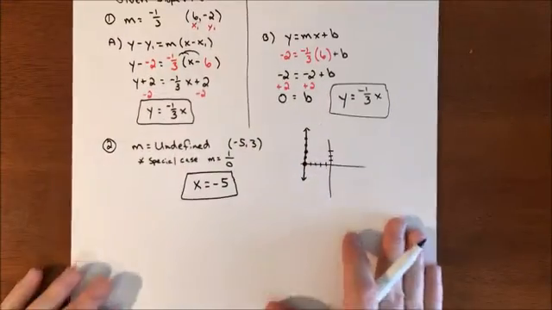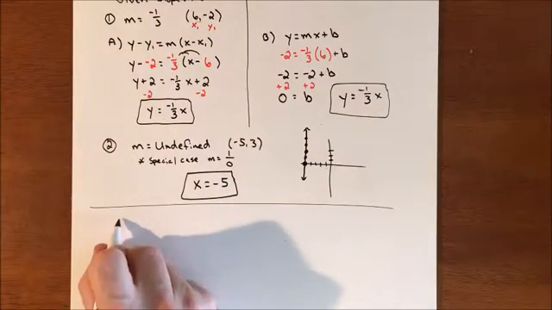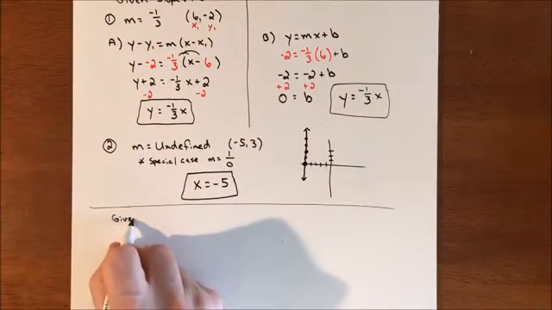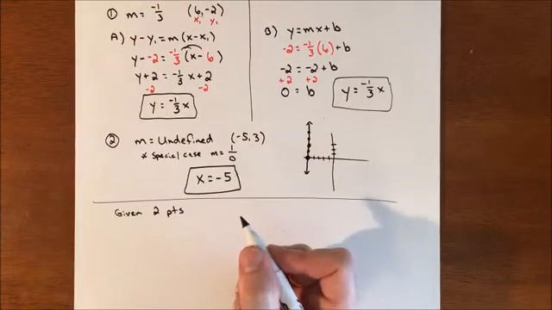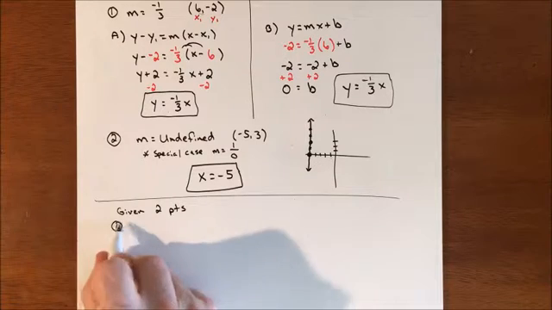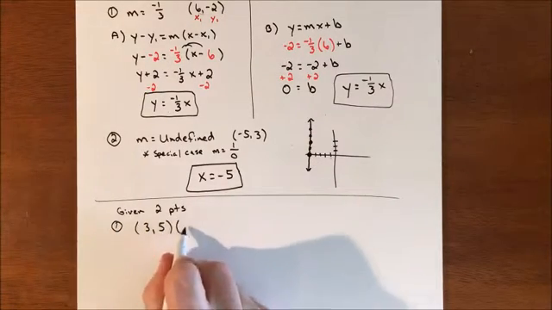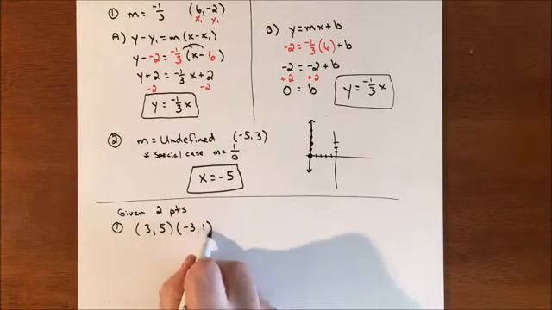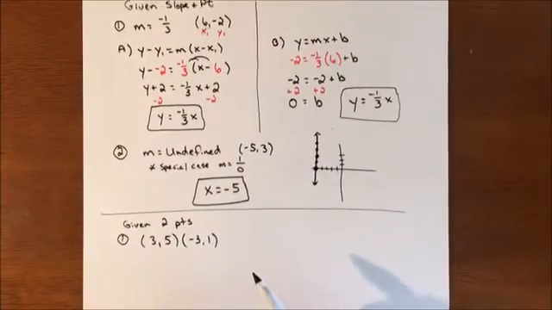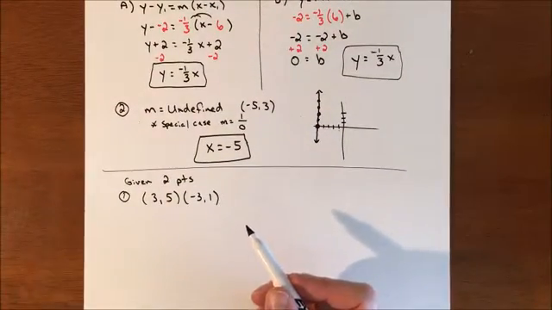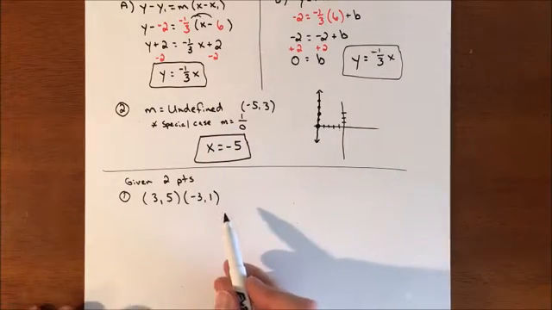So let's give you another situation. Our second situation is going to be, so the first one was we were given the slope and a point. This time we're going to be given 2 points. All right, so our points are going to be 3, 5, and negative 3, 1. All right, so what I still need every single time to use this is I need a slope and I need a point. I don't have a slope, so I need to find the slope.